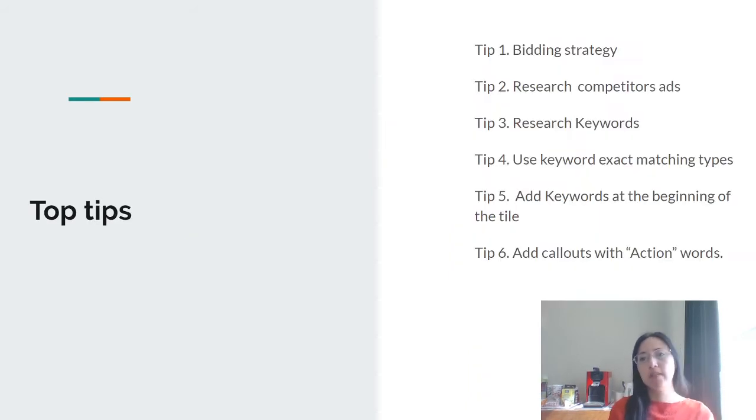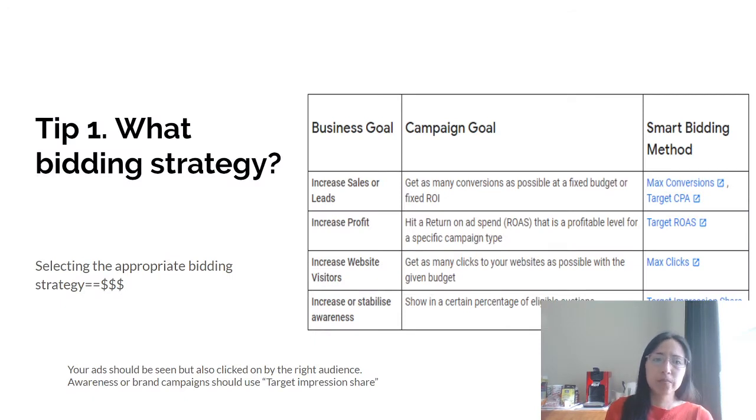So now the topics that I'm going to be sharing about are: first, bidding strategy. What sort of bidding strategy does a campaign targeting new customers need to have? What type of bidding strategy? Then, research competitor ads, research keywords, use keyword exact match types and phrase matches, which we will see later, add keywords at the beginning of the title, and also add callouts with action words to our ads, and also additional tips as well.